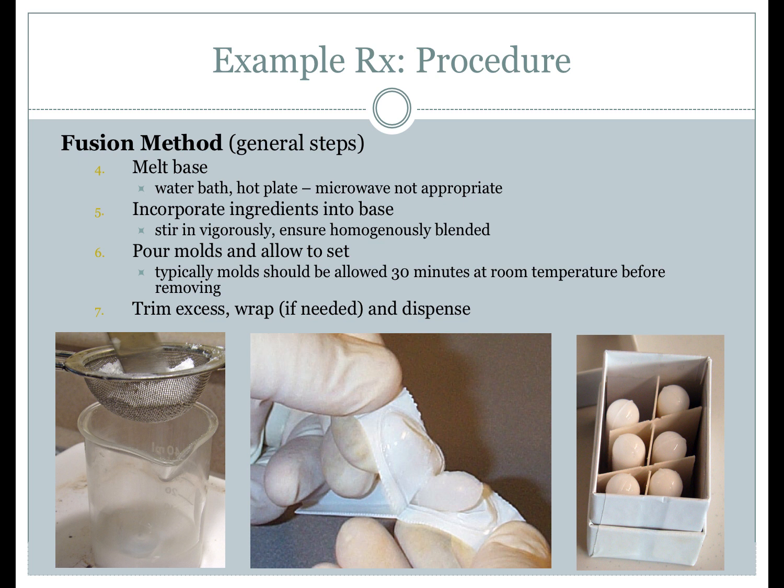Once the suppositories have solidified, they should be carefully removed from their shells, as shown in the middle picture, and trimmed to the correct length using a sharp knife or a razor blade, and then either wrapped in foil or placed in a divided suppository cardboard box, as shown in the picture on the right. The product is now ready to be labeled and dispensed to the patient.